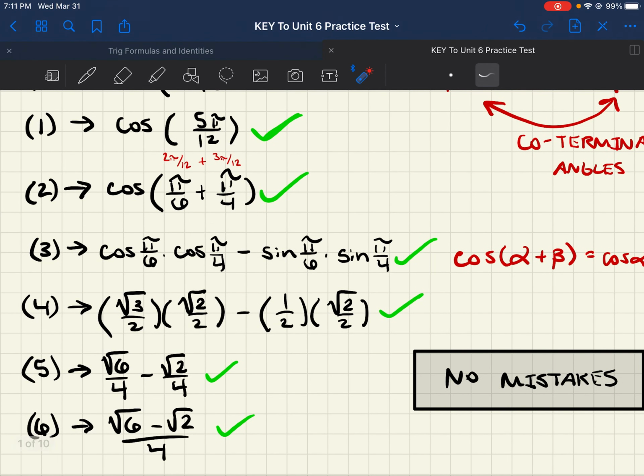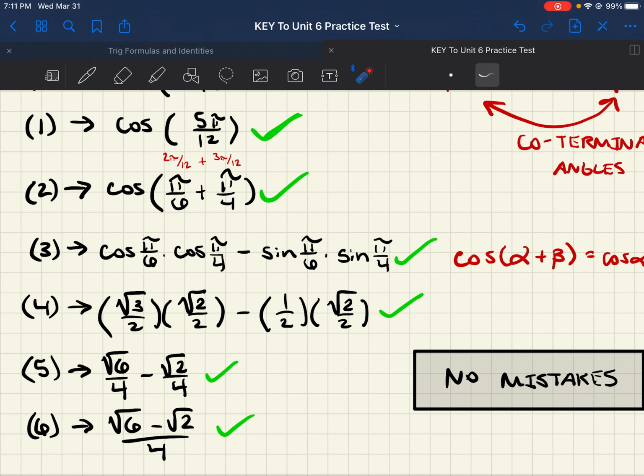And now we go into the actual calculating. So we want to look at the unit circle. Notice that cosine of pi over 6 is square root of 3 over 2. Cosine of pi over 4 is square root of 2 over 2. Keep the minus sign, very important. Sine of pi over 6 is 1/2, and sine of pi over 4 is square root of 2 over 2. So everything is done well.